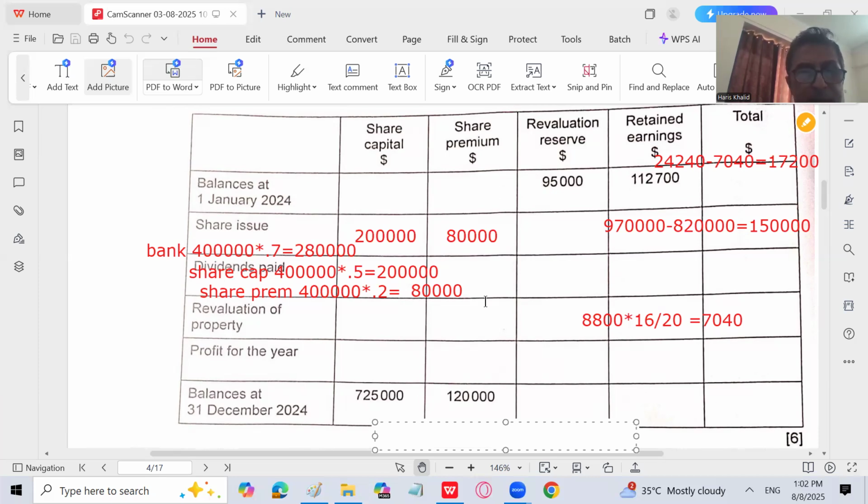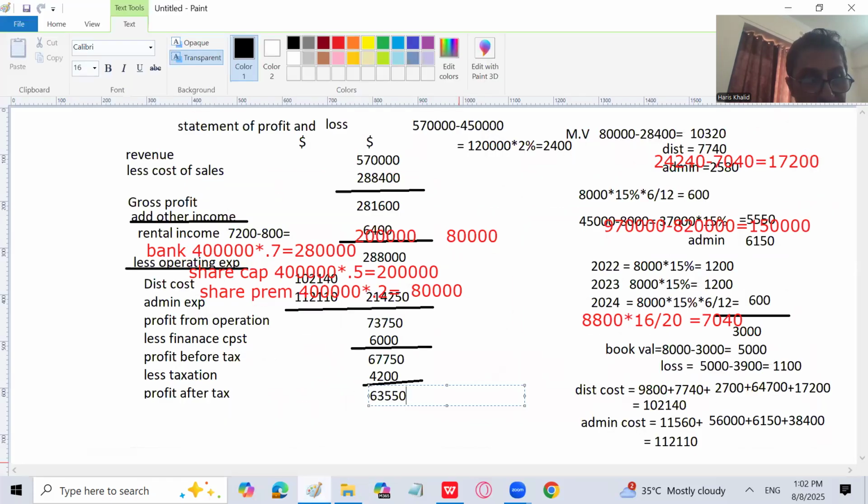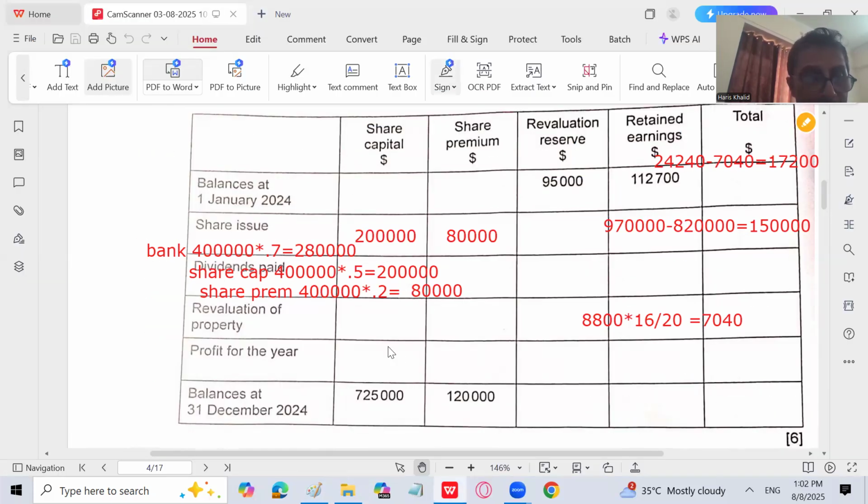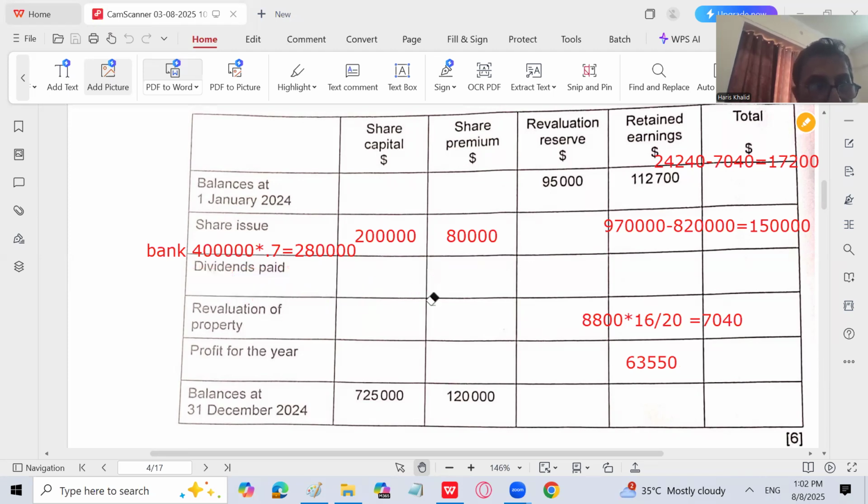First, let me see the profit for the year. Profit for the year is 63,550. Let me write it here, in the retained earnings column, 63,550. And let me remove the things which are not needed actually. I will rub them out here, here, here, because we're done with that now. It means 2 lakh is the increase in the share capital because of the share issue, and 80,000 is going to be the increase in the share premium. I have written that. Profit for the year I have taken from my income statement, the statement of profit and loss, which I have already prepared. That is 63,550.